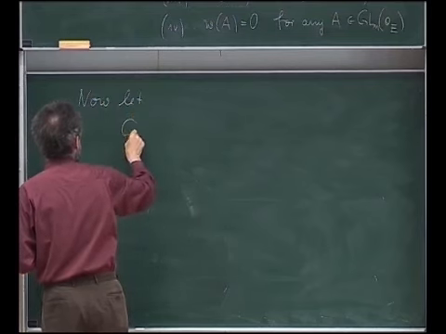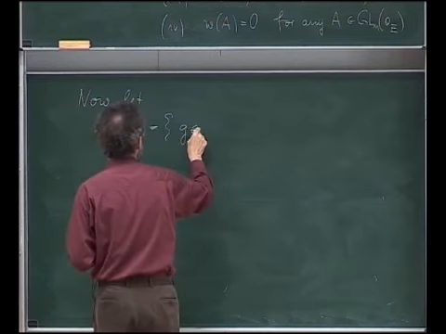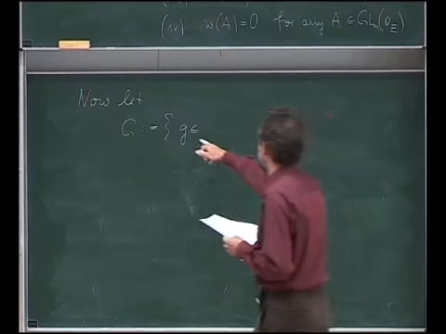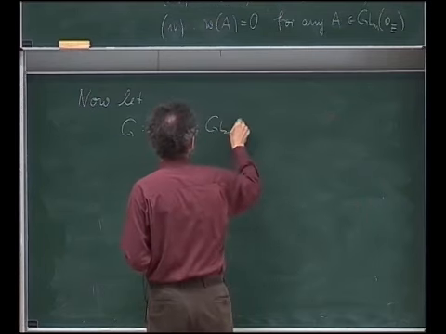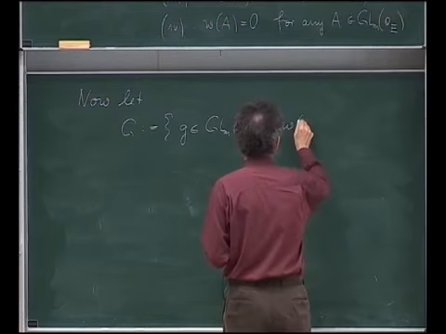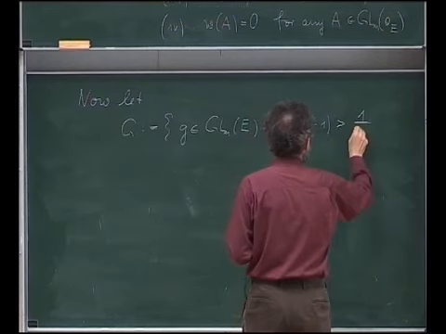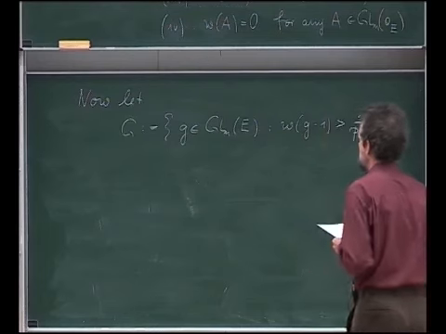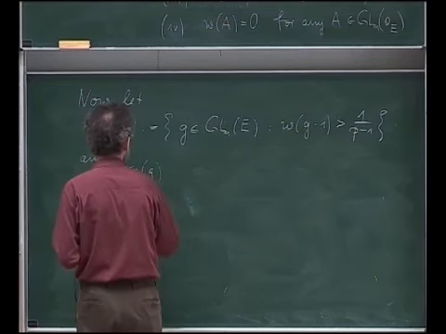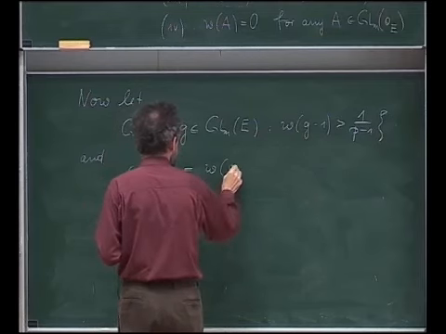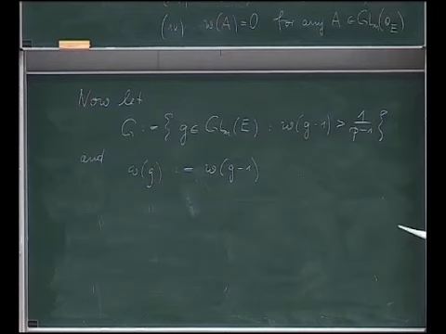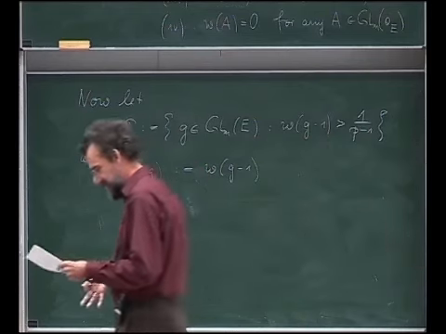Okay, and now make the following definition. I define G to be all g in GL_n of E such that W of g minus 1 is strictly bigger than 1 over p minus 1. And of course, omega of g is defined to be W of g minus 1.